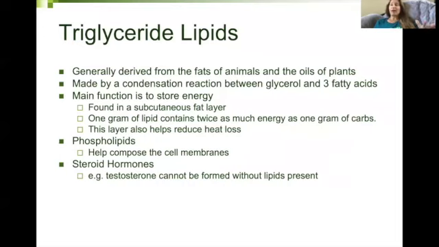You want some fat on your body. The fat's what's going to prevent you from being cold. Phospholipids help compose cell membranes. And then steroid hormones, you can't have estrogen and testosterone unless you have some fat on your body.